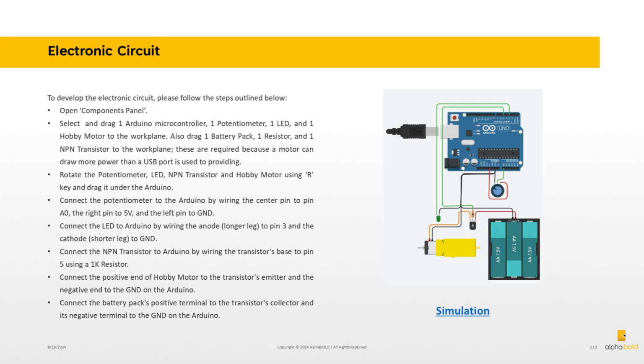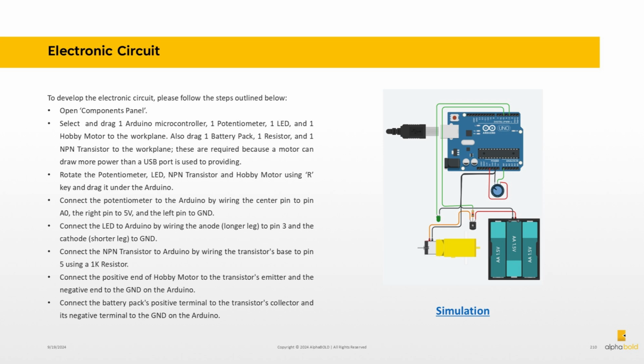Connect the potentiometer to the Arduino by wiring the center pin to pin A0, the right pin to 5 volt, and the left pin to GND. Connect the LED to Arduino by wiring the anode, longer leg, to pin 3 and the cathode, shorter leg, to GND. Connect the NPN transistor to Arduino by wiring the transistor's base to pin 5 using a 1K resistor.